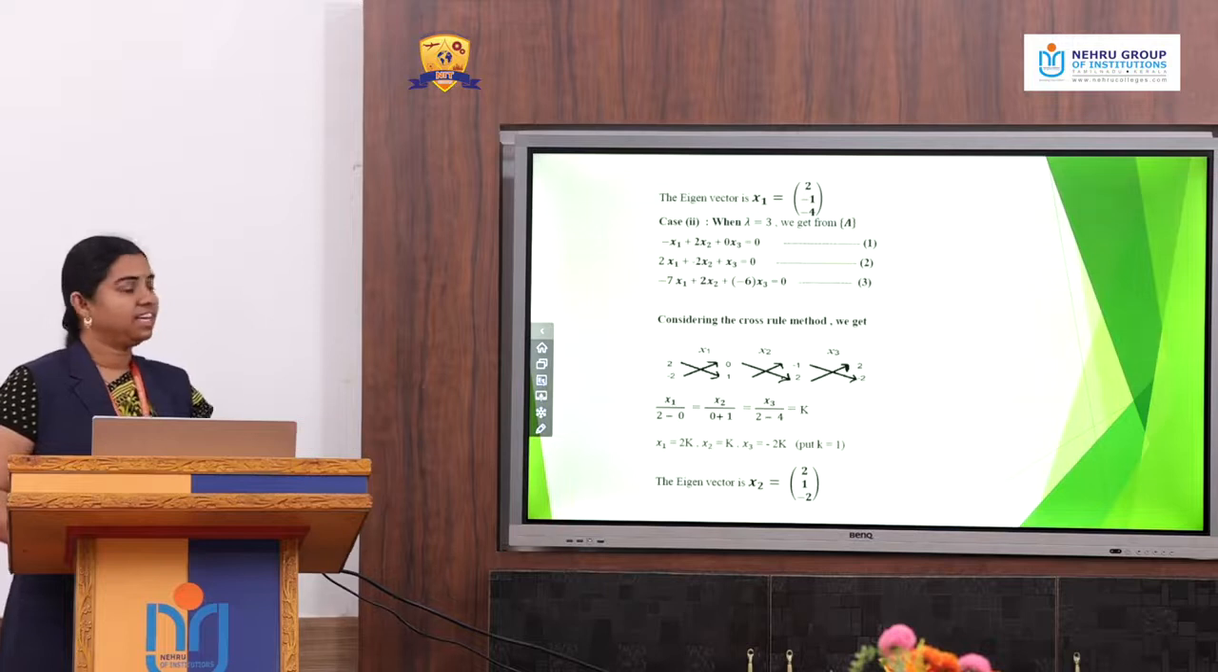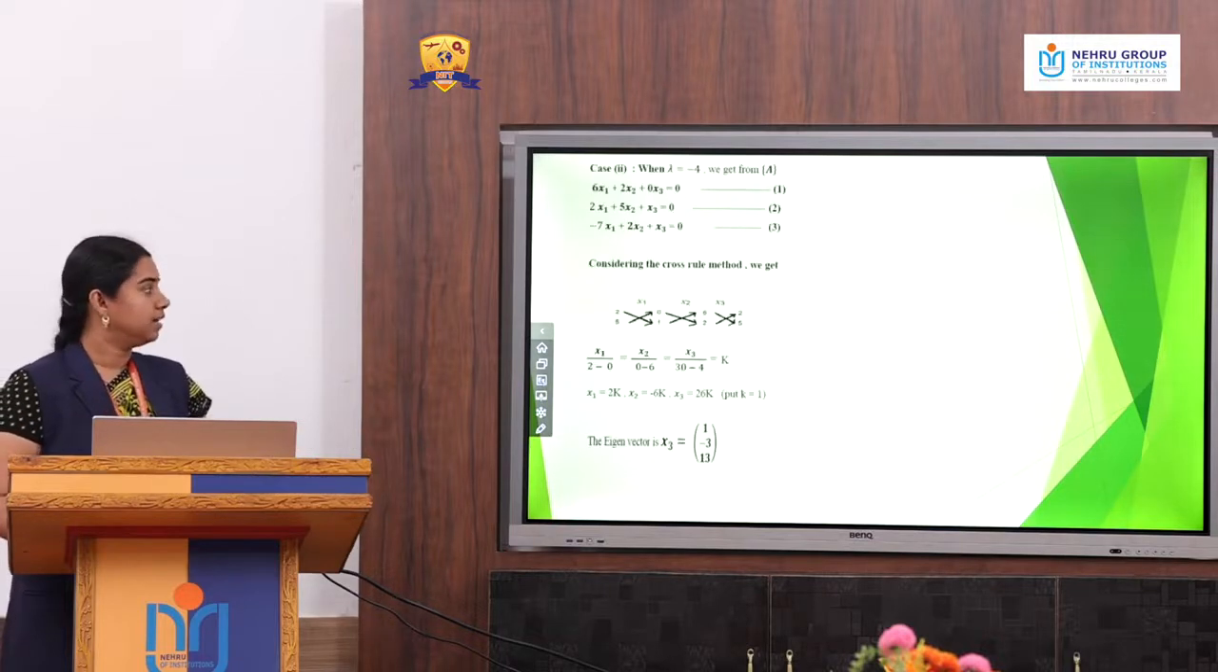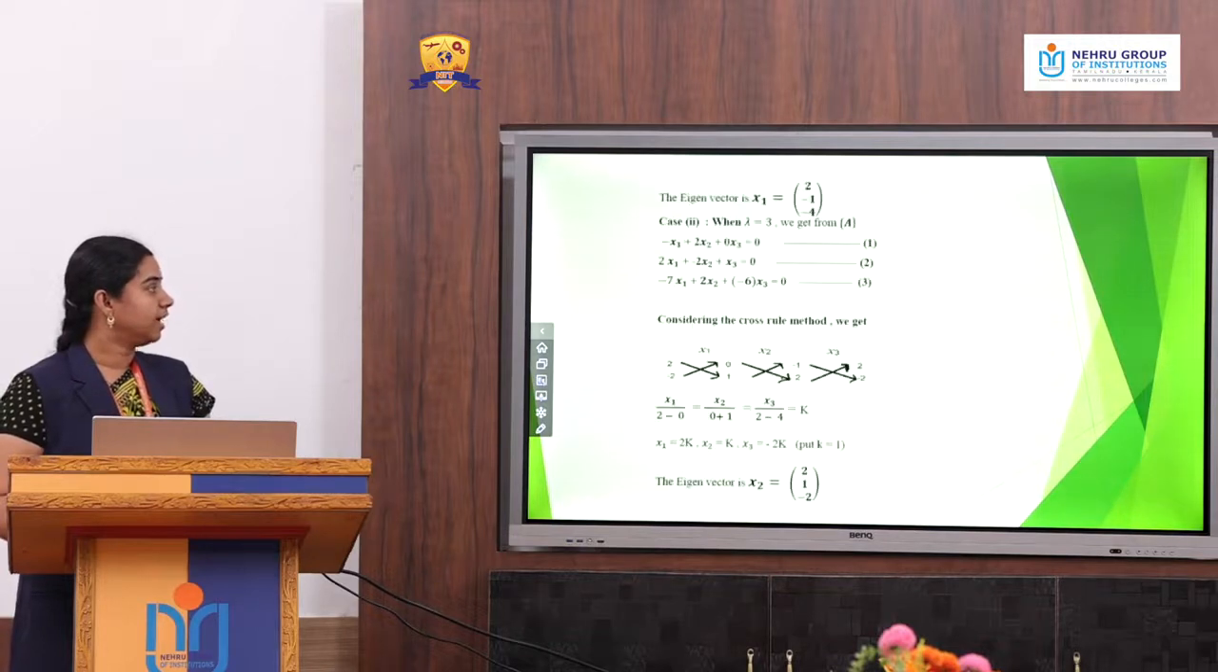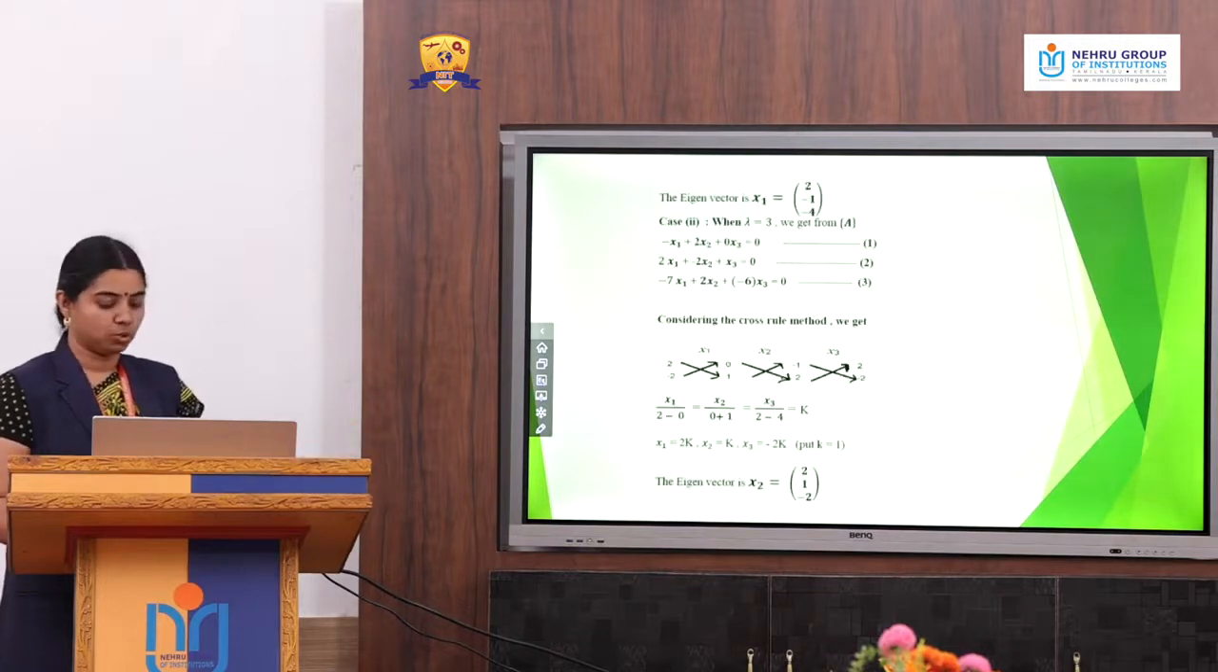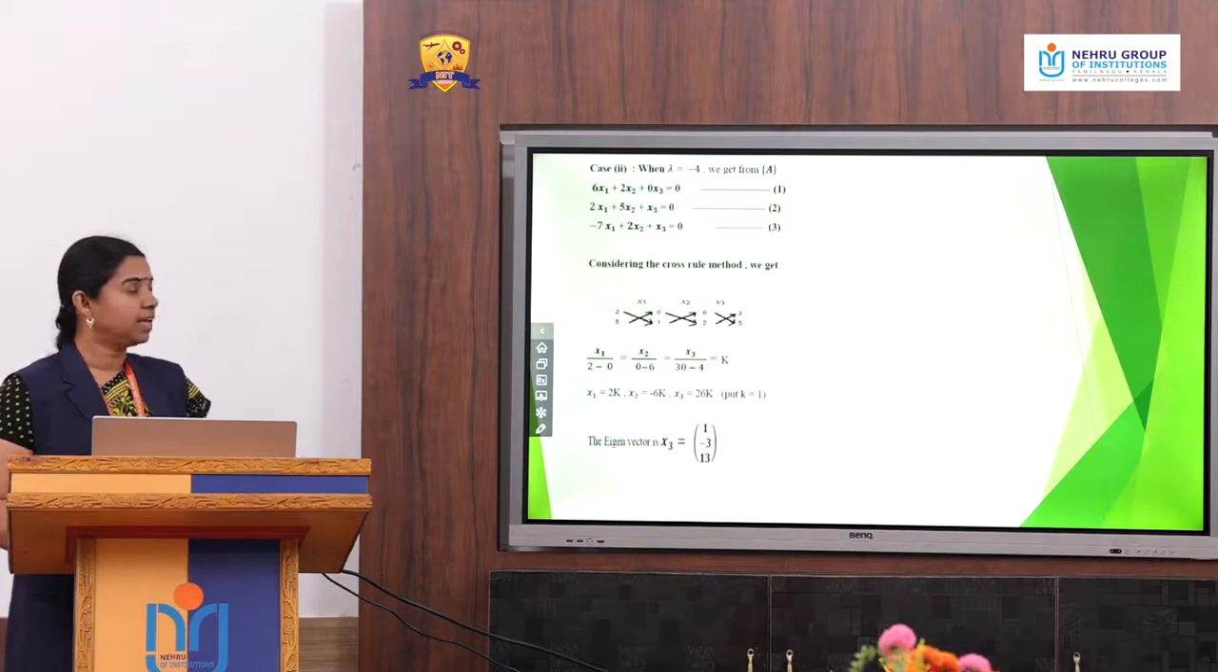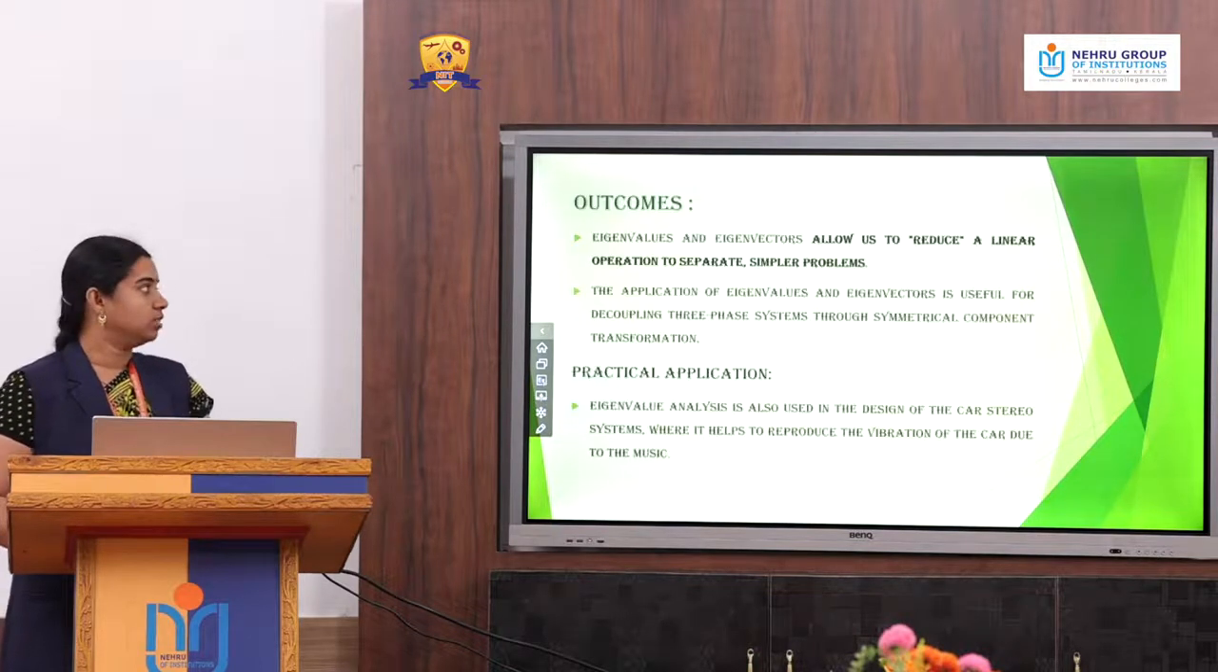In that way, choosing lambda equal to 3, case 2, we get the vector x2 as 2, 1 and minus 2. Then we consider the third case, lambda equal to minus 4. In that case we get the third vector as 1, minus 3 and 13. So this is the procedure.